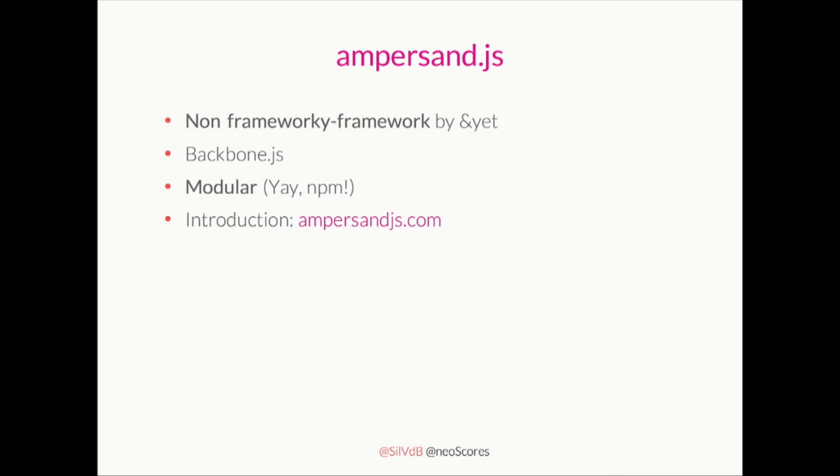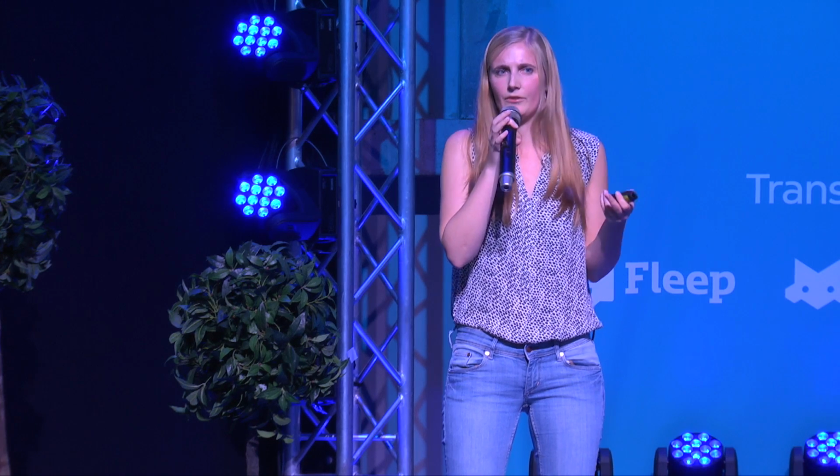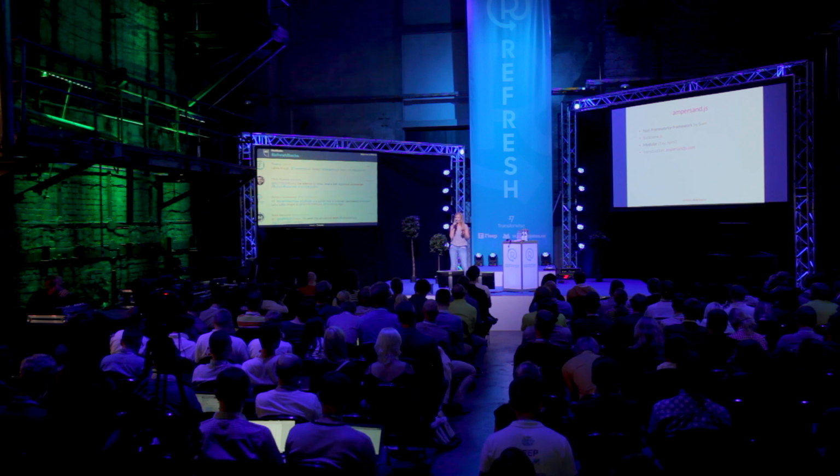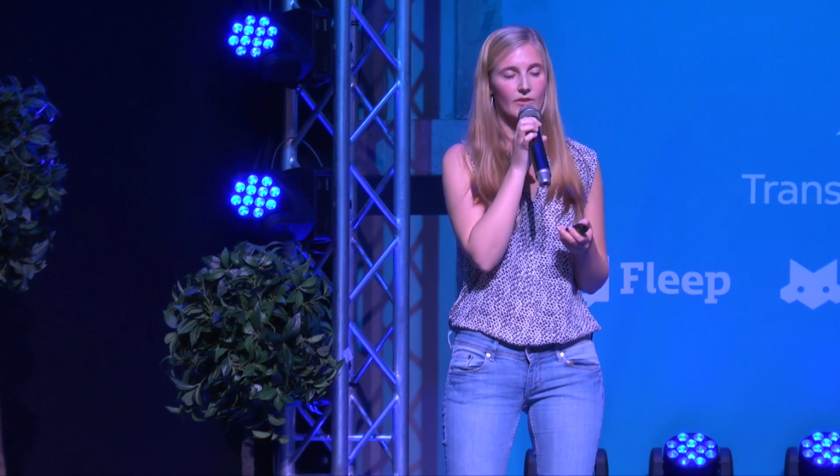At a certain time, they discovered that the problem, in fact, is that Backbone is very coupled. It's difficult to use only a Backbone model or a Backbone collection. So that created problems for them. So they started creating a version of Backbone that is not coupled, but decoupled in different modules, and that was the birth of Ampersand. So Ampersand is still very similar to Backbone.